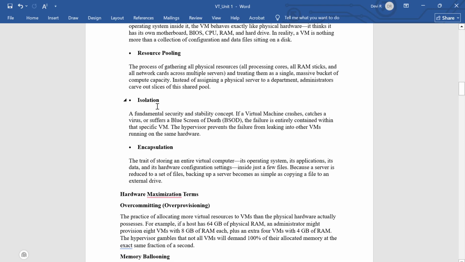And next comes isolation. Already I have told you there is no interference between the two VMs which are available on top of the hypervisor. The same thing is represented here as isolation. It is a fundamental security and stability concept. If a VM crashes, catches a virus or suffers from a blue screen of death, for example, those who are using the Microsoft Windows operating system, I think you may have got this.